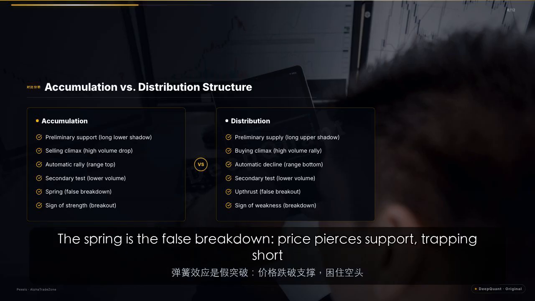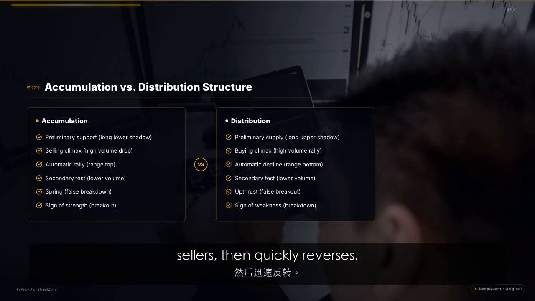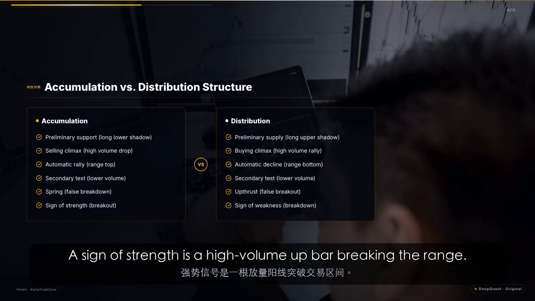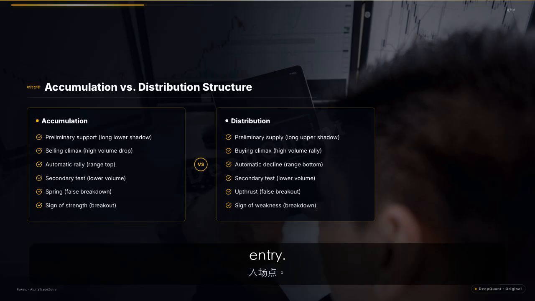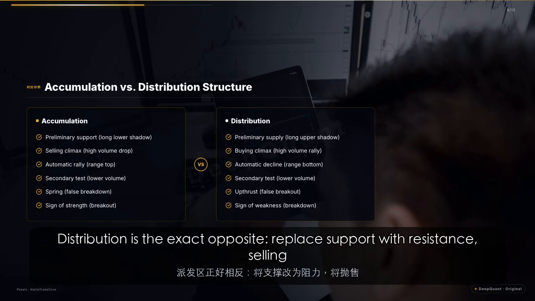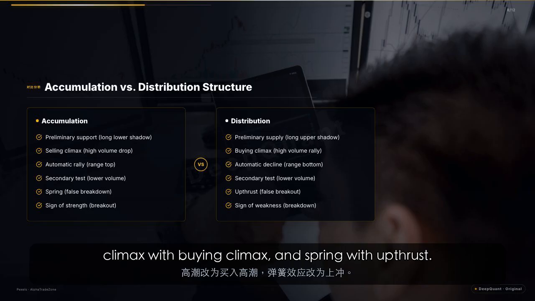The spring is the false breakdown, price pierces support, trapping short sellers, then quickly reverses. A sign of strength is a high volume up bar breaking the range. After a pullback on low volume, you find the last support point, an ideal entry. Distribution is the exact opposite, replace support with resistance, selling climax with buying climax, and spring with upthrust.